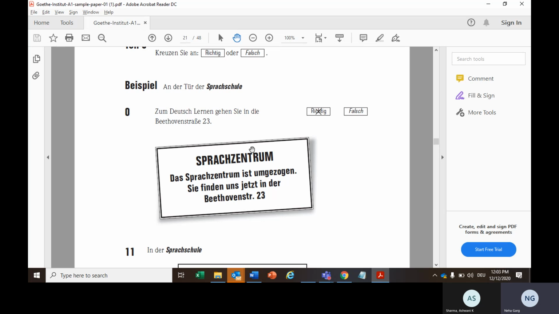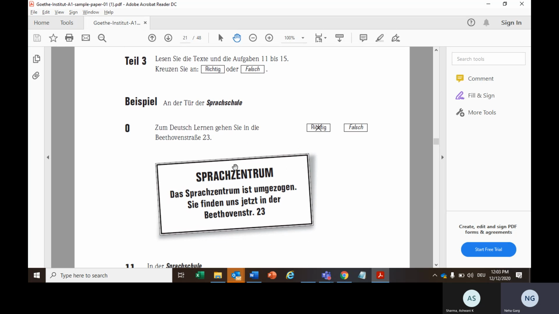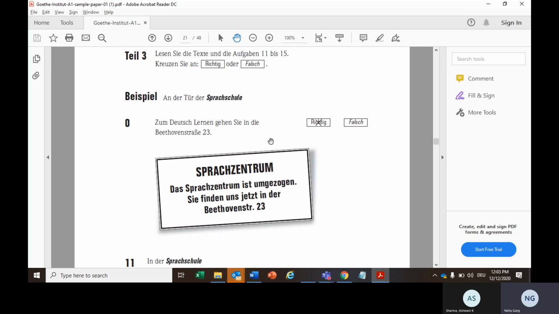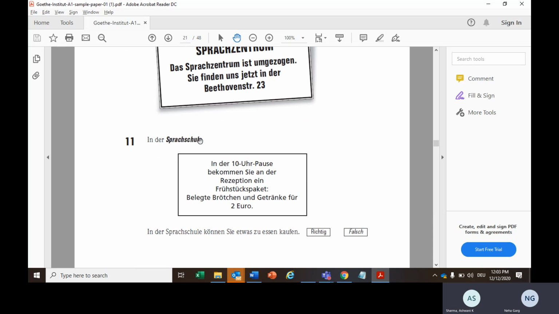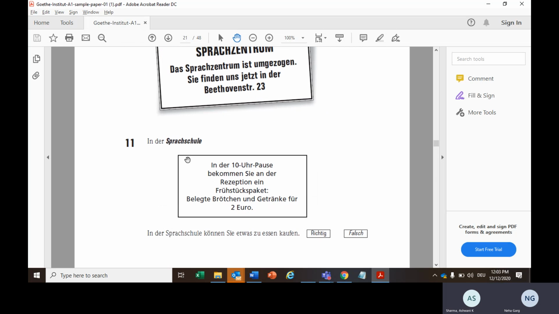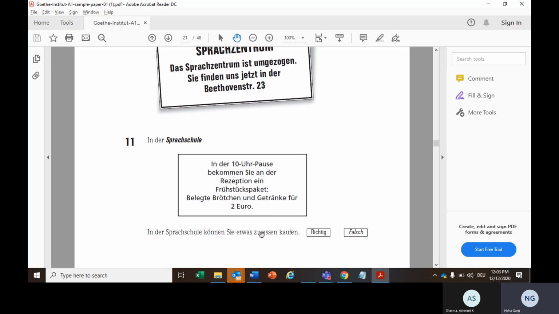This is also another example of Lesen. Here you have to read the information and then find out richtig oder falsch. For example, this one, Elf in der Sprachschule, in the language school. So here is the information and then here is the statement. You have to decide whether this sentence is right or wrong. Read this information and then we'll find out the solution.